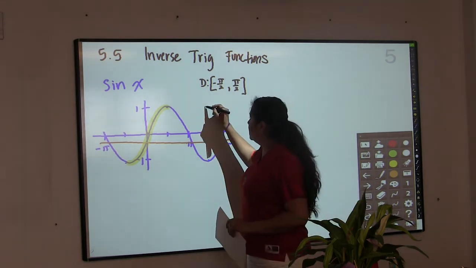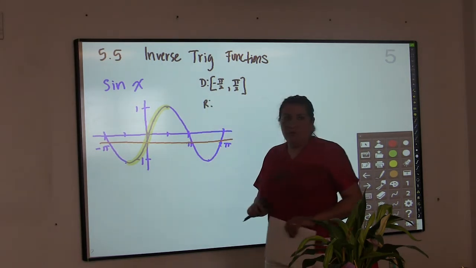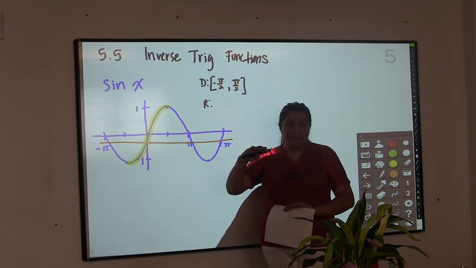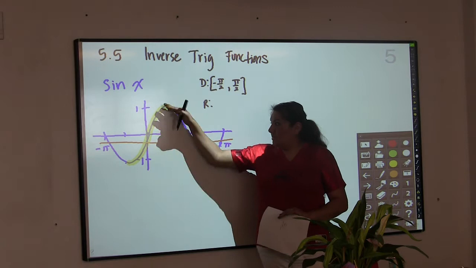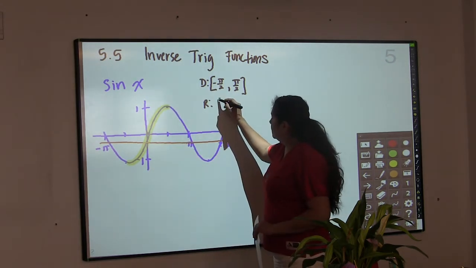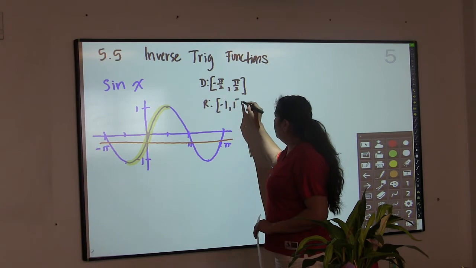The range is easy. Between what two values are the y's always going to happen? Negative 1 and positive 1, right? It's bouncing between negative 1 and positive 1. So the range is negative 1, positive 1.